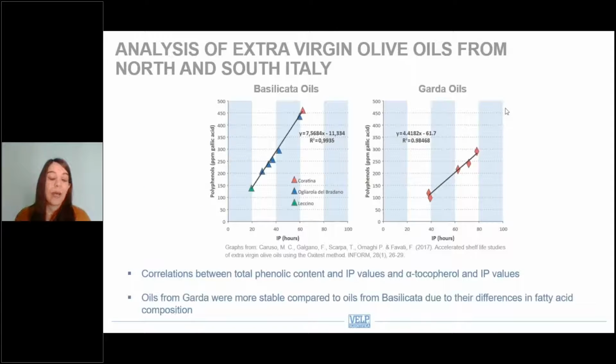In both cases, we saw that the polyphenol content was strongly related to the induction period of the product. So there was a positive correlation between total phenolic content and EP values, and also with alpha tocopherol content. All in all, oils from Garda were more stable compared to oils from Basilicata due to their difference in fatty acid composition. So this data actually confirmed the fact that the presence of antioxidant compounds such as polyphenols helps to prevent the oxidation of a product.